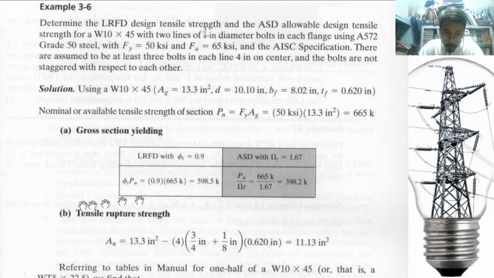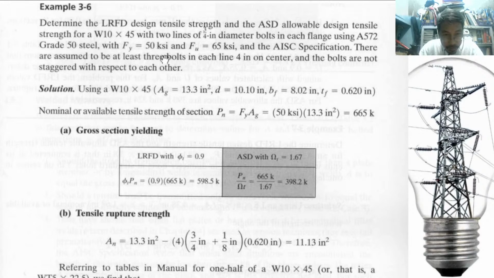Letter B, for our tensile rupture strength. We need the net area. This is our gross area minus how many holes there are.